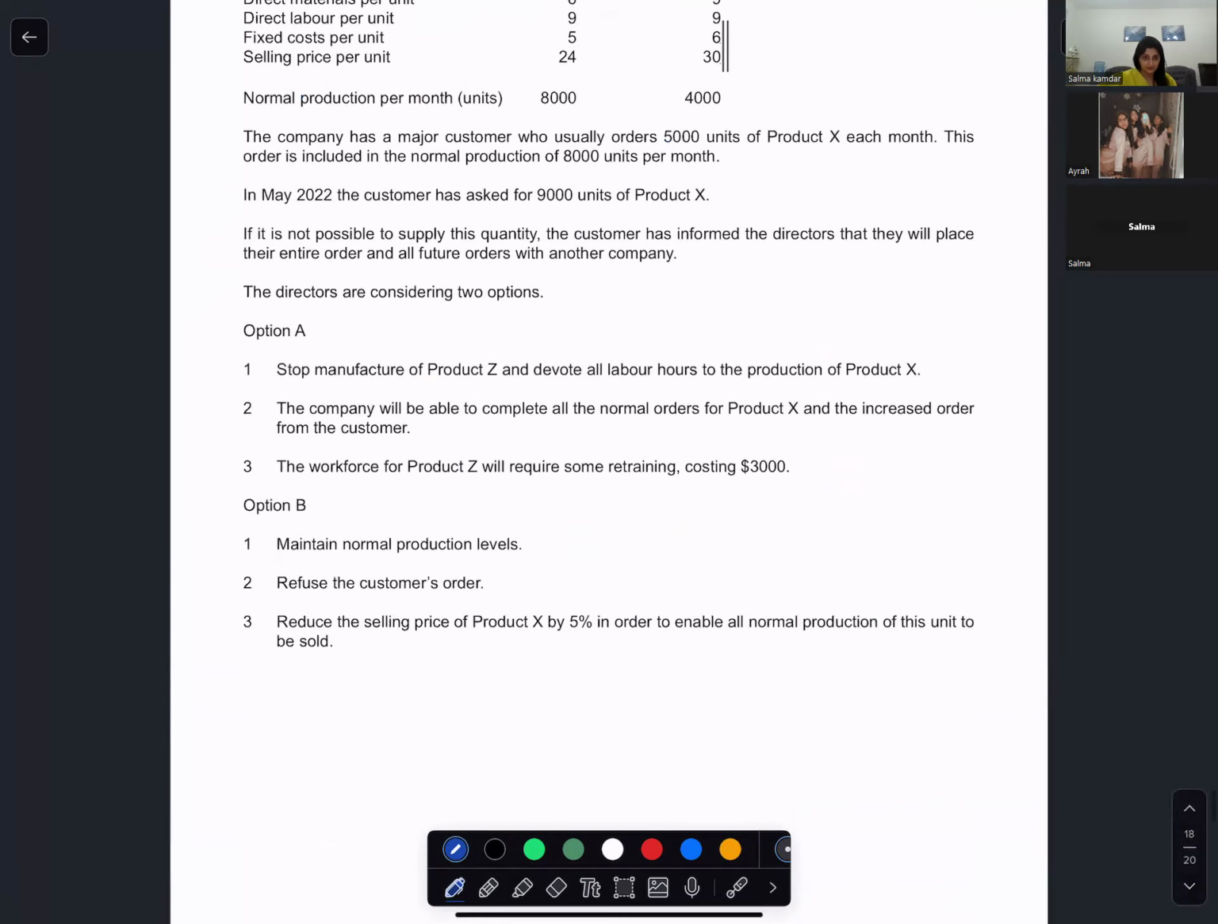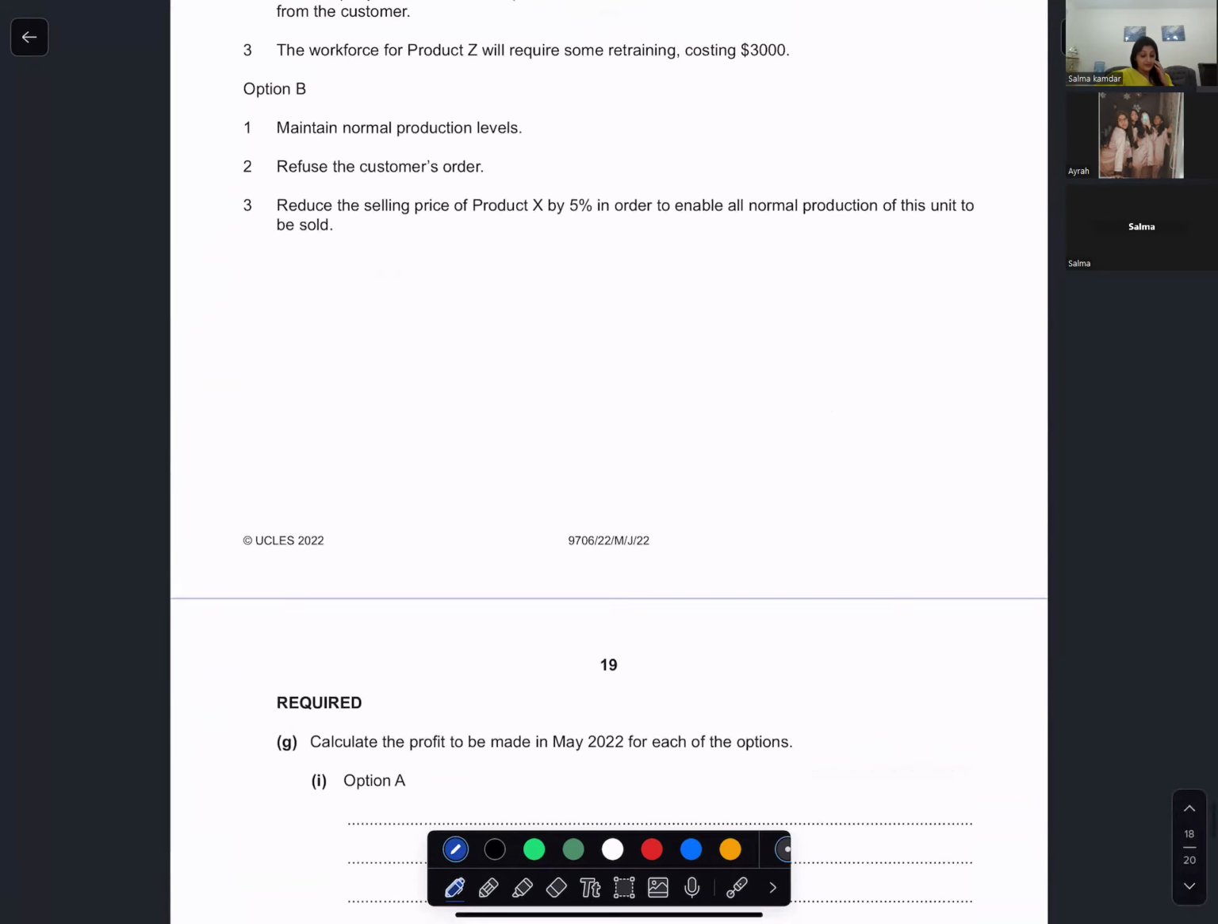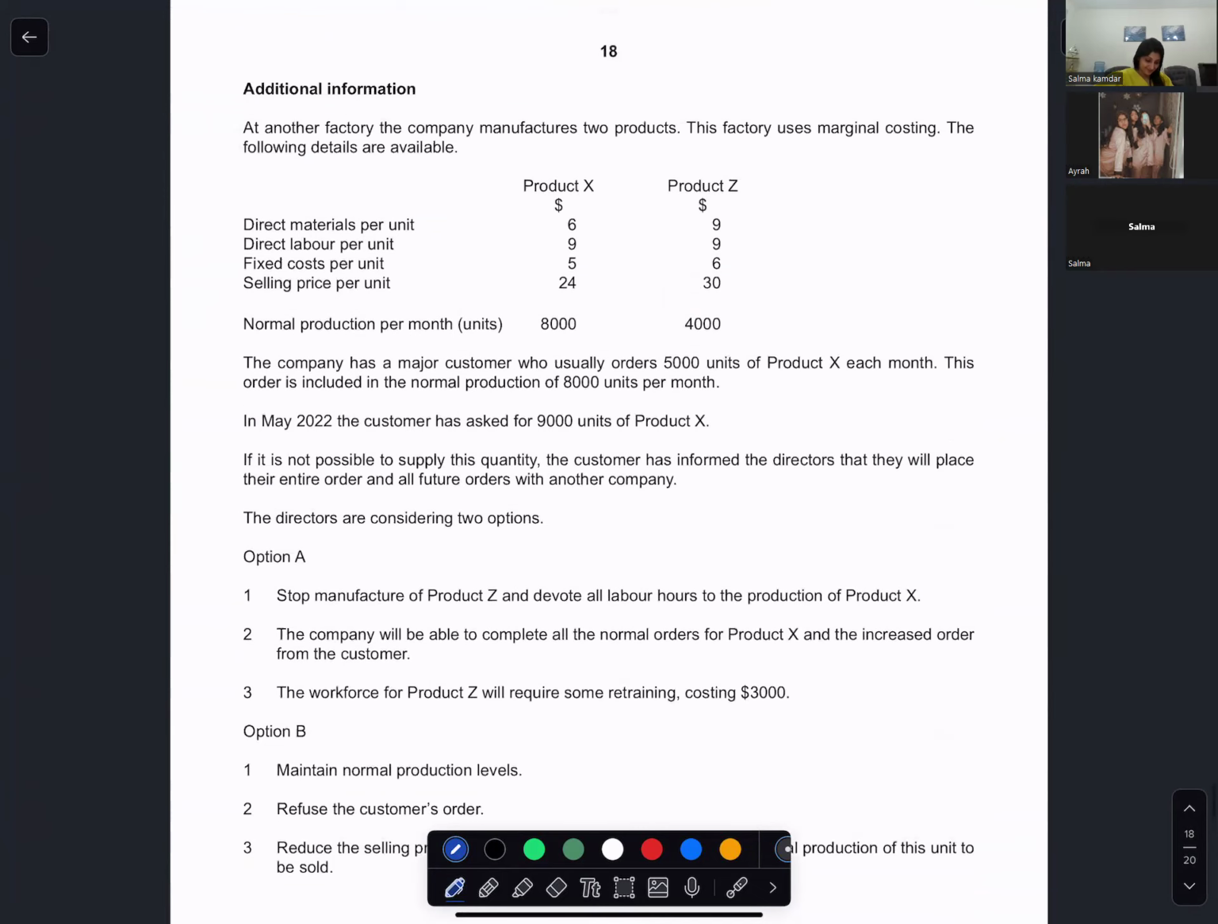Come on, read. At another factory, the company manufactures two products. This factory uses marginal costing. The following details are available: you have product X with some details, and product Z with some details. And the company is using marginal costing. Okay, fine. Read ahead.